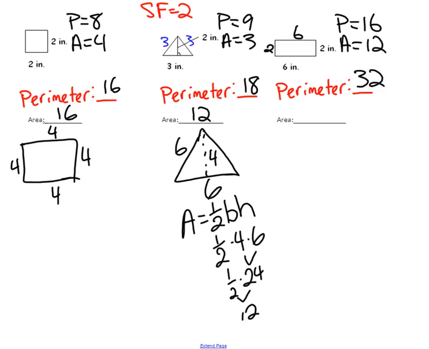What have we done with our area every time? We multiplied it by the scale factor squared. We multiplied it by 4, so our new area would be 48. Again, if you don't believe it, if this is 12 and 4, 12 times 4 is indeed 48. Okay, not so bad. A little bit scary.